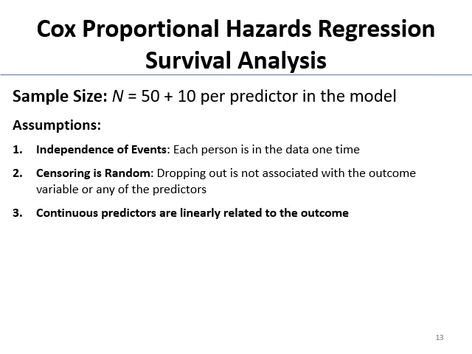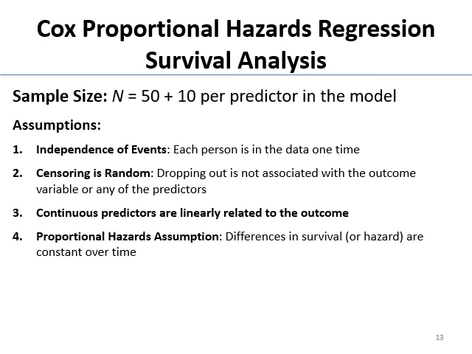So the continuous predictors are linearly related to the outcome. So this is an assumption just like it was with logistic regression. And if you have to test this, I can show you how to do it. And finally, the one we actually are going to test is the proportional hazards assumption. So this is also a new one. So that's 3 new ones.